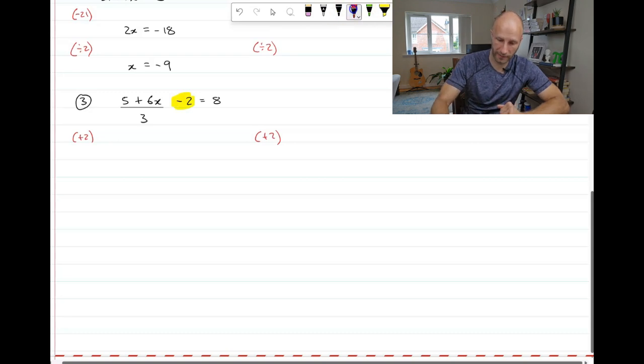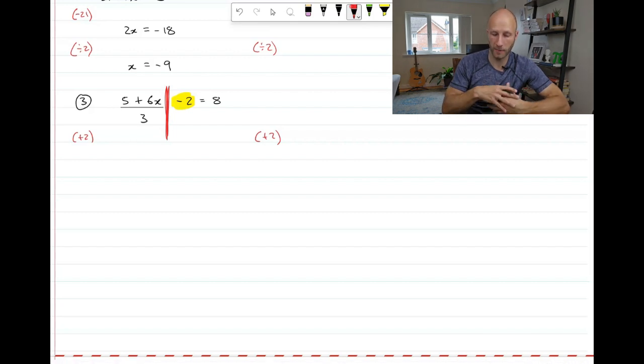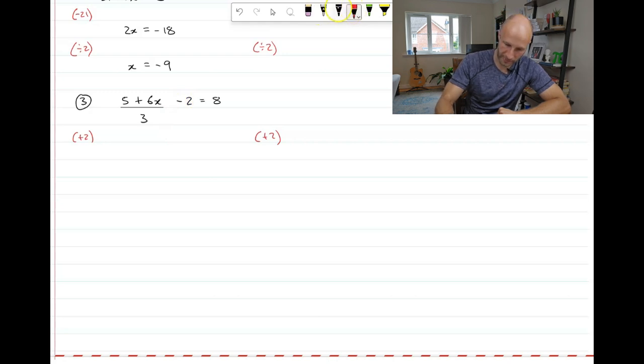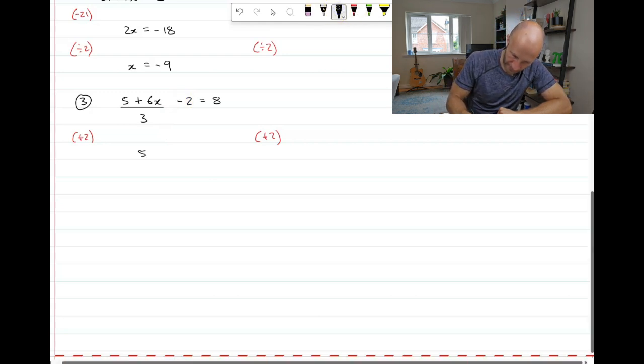Hopefully you can see quite clearly this fraction kind of ends here. And as soon as I see a plus or minus sign, there's a new term. And the minus 2 is a separate term, so it's separate from that 5 plus 6x all over 3. So I can add 2 to both sides here. When I add 2 to the left, I'll just be left with a fraction.